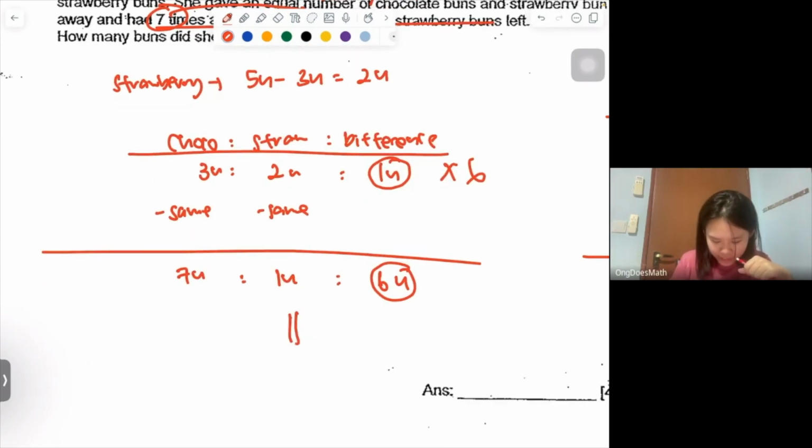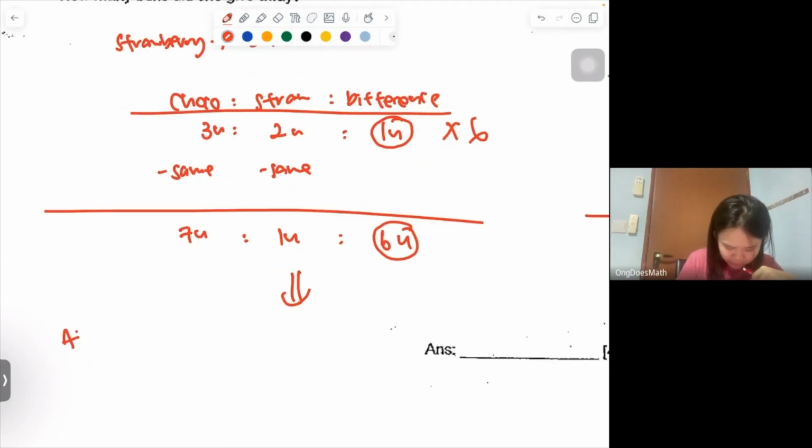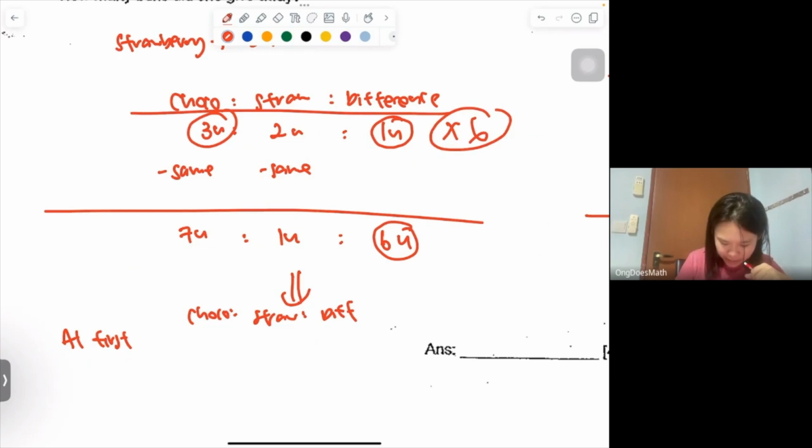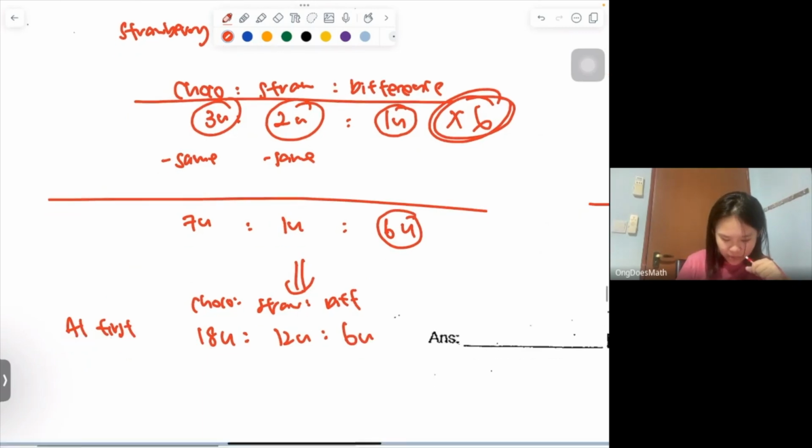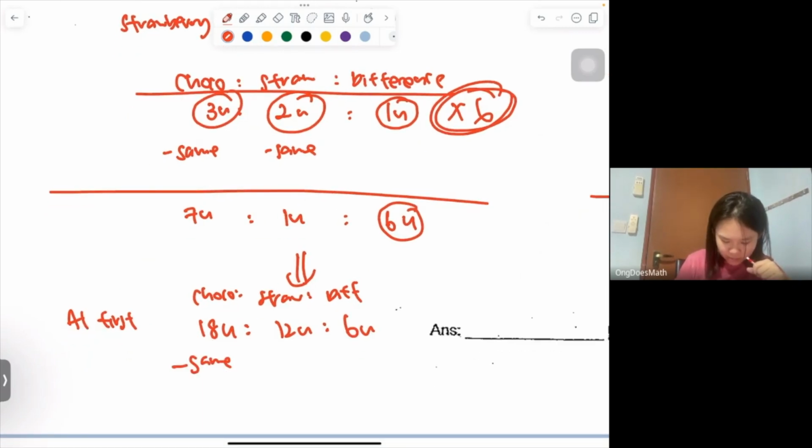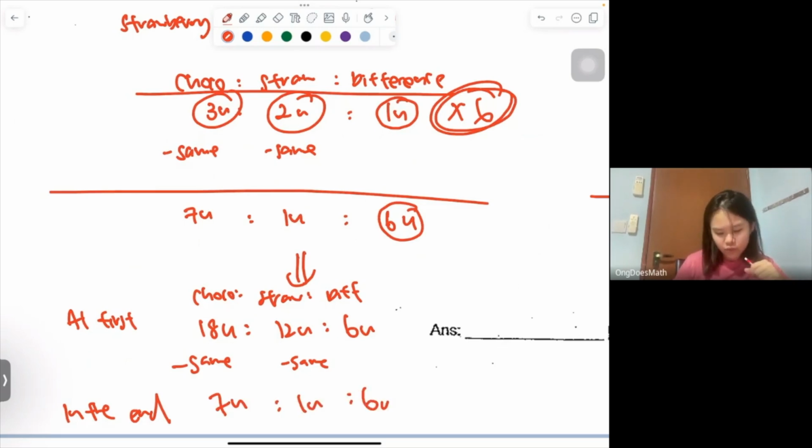So what you will get in the end, so at first, choco versus strawberry versus difference. So at first you will get 3 units times 6, which is 18 units, is to 2 units times 6, which is 12 units. So there's a difference of 6 units. And you minus the same amount, minus the same amount. In the end, you end up with 7 units is to 1 unit, and the difference is 6 units.